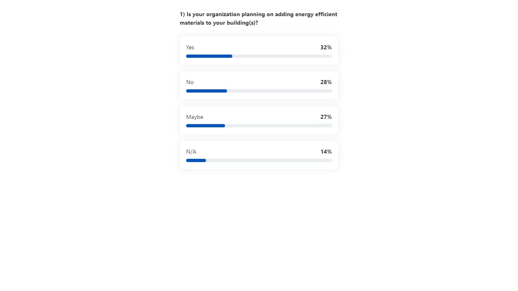Okay, so it looks like about 57%, so the majority here are either yes or maybe, which means that you're at least thinking about energy efficient improvements. So that's great to see.